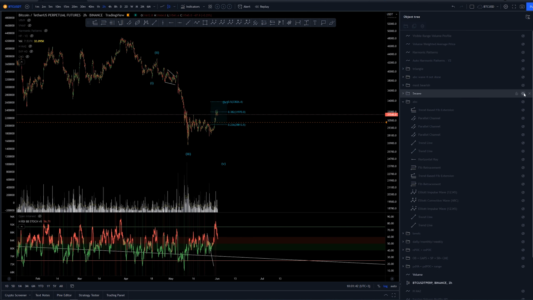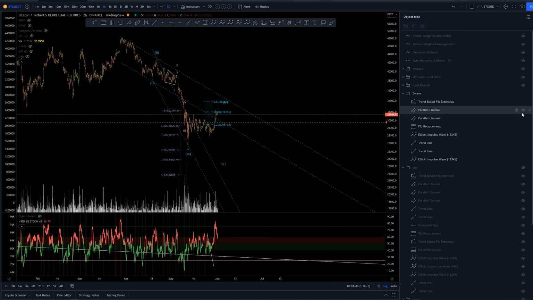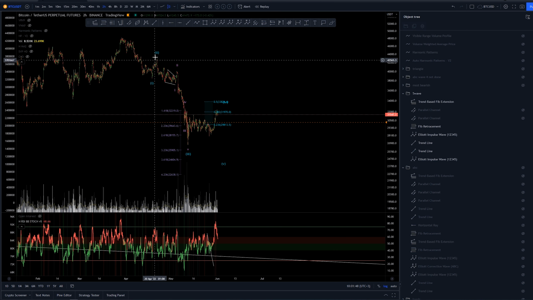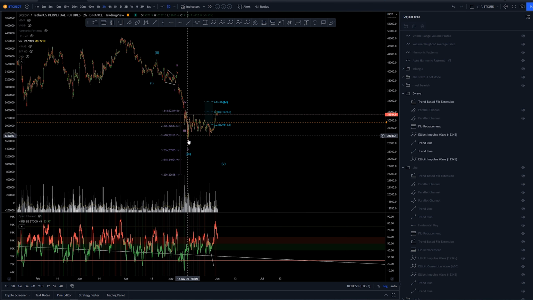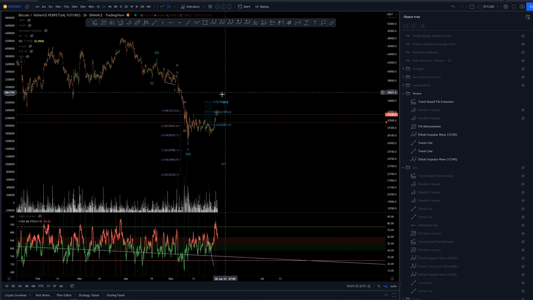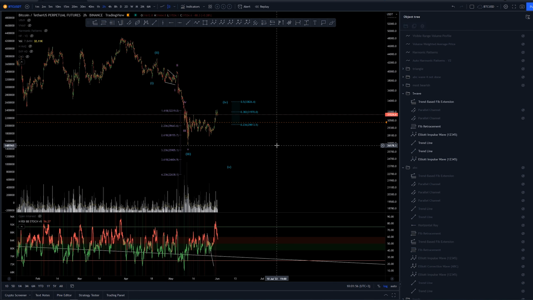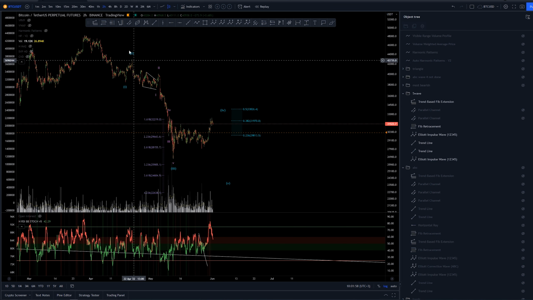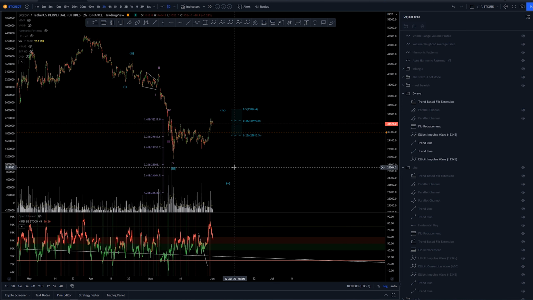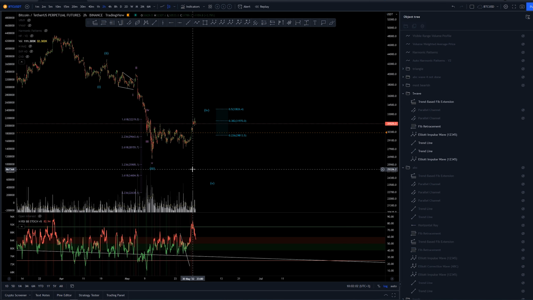Other scenario, instead of the ABC here, we could be just having this structure as a 1, 2, 1, 2, 3, 4, 5 into third, currently making the 4th here, and then the last leg downwards. So 2 different counts again on this medium time frame that are pointing downwards at the same place.